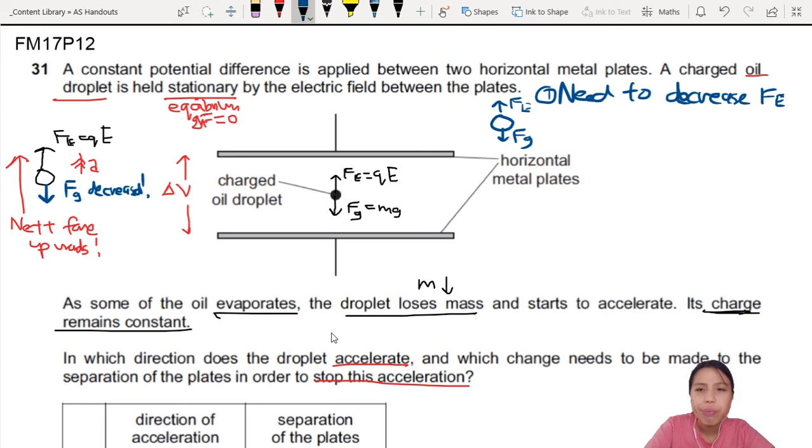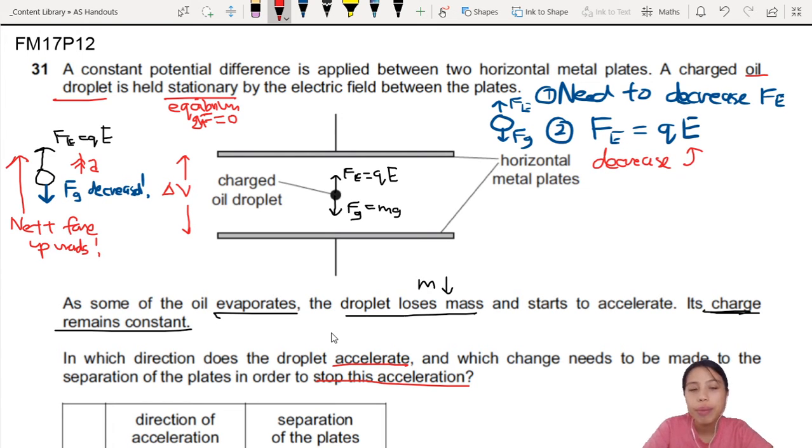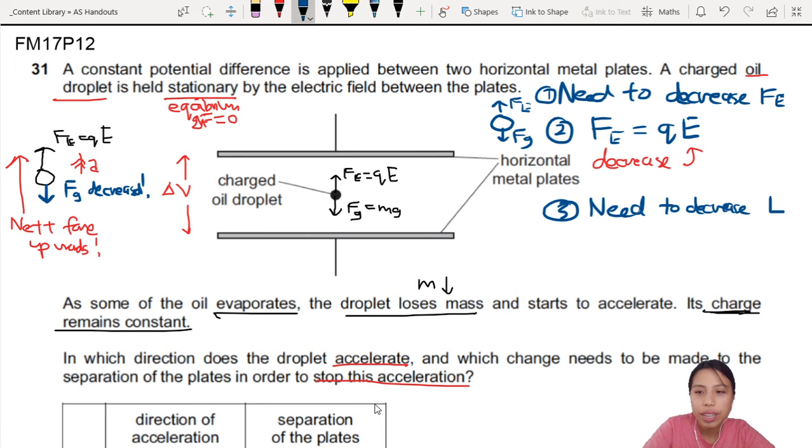To do that, what can we do? Remember, F equals Q times E. We can't change the charge Q because it's constant. But what we could do is decrease the electric field strength. Okay. Is there a choice to do that? Oh no, they want separation of the plates. Okay, so we need to think a step further. How do you decrease field strength? Need to decrease electric field strength. So what can we do? You think more, what other formulas are there? How does E relate to separation of the plates?